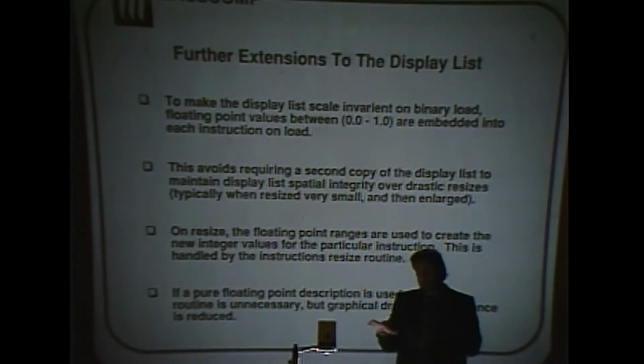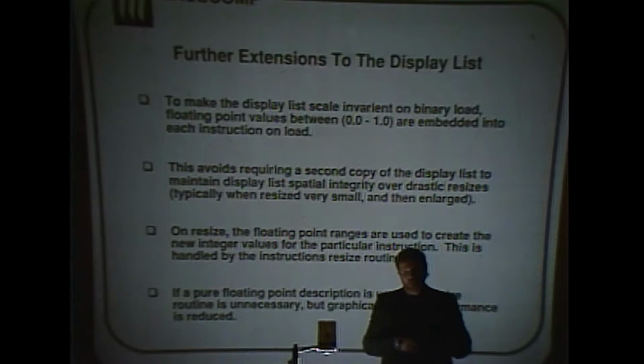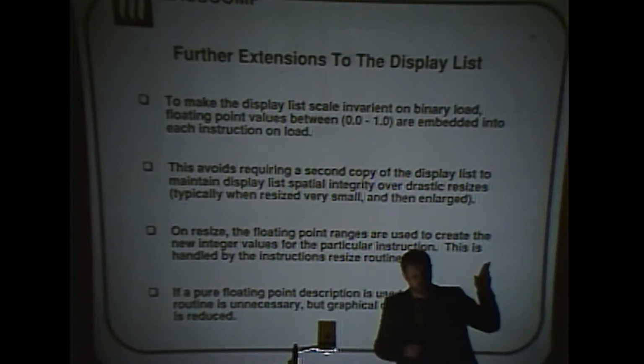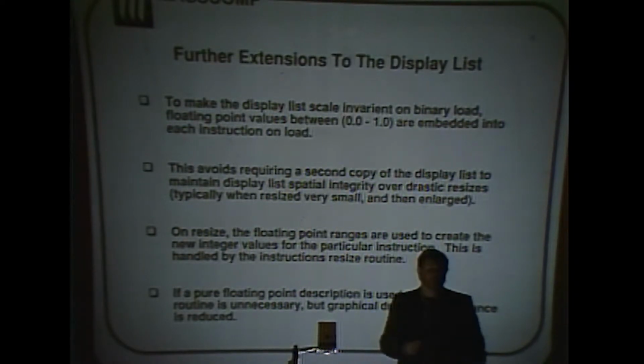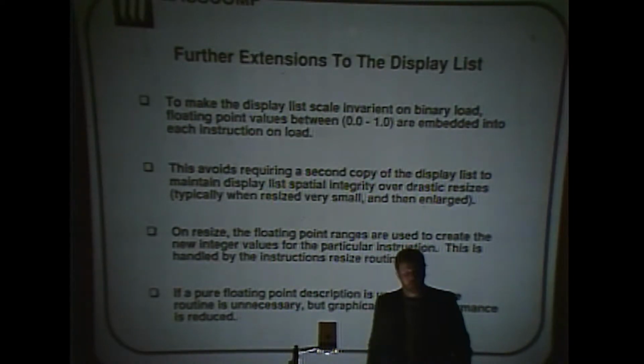This way, when the display list is stored on disk in an ASCII format, the user can edit the actual integer values quite easily. But when it's loaded, we use floating point numbers between 0 and 1 to provide scalings from the top left corner of the widget down to the bottom right corner. So when the resize routine comes through for any particular instruction, it can use these floating point numbers to recreate the integer values that can then be used by the redisplay routine to efficiently display the widget.